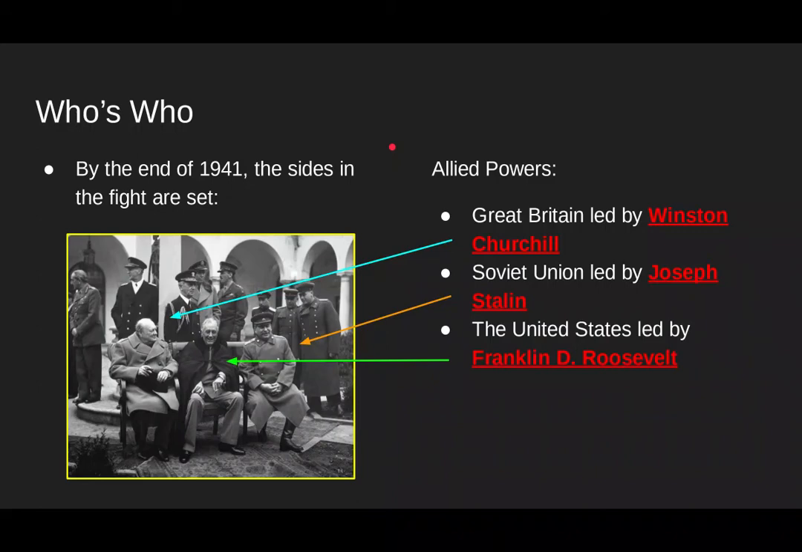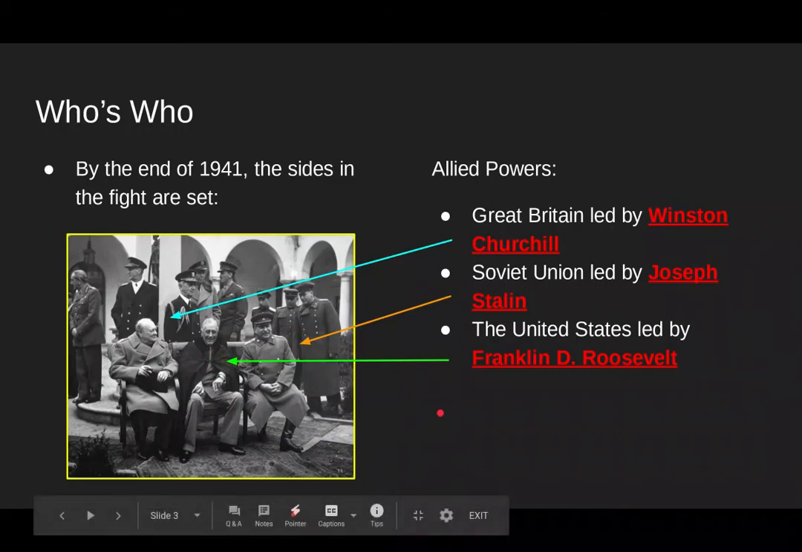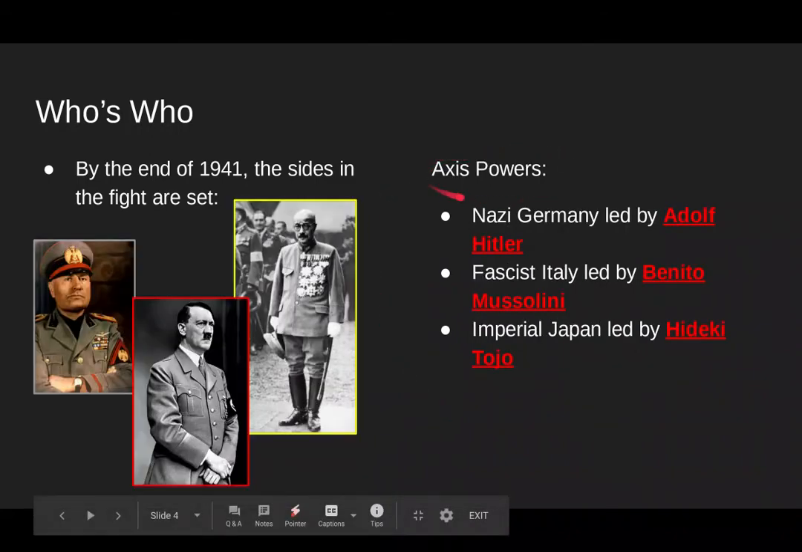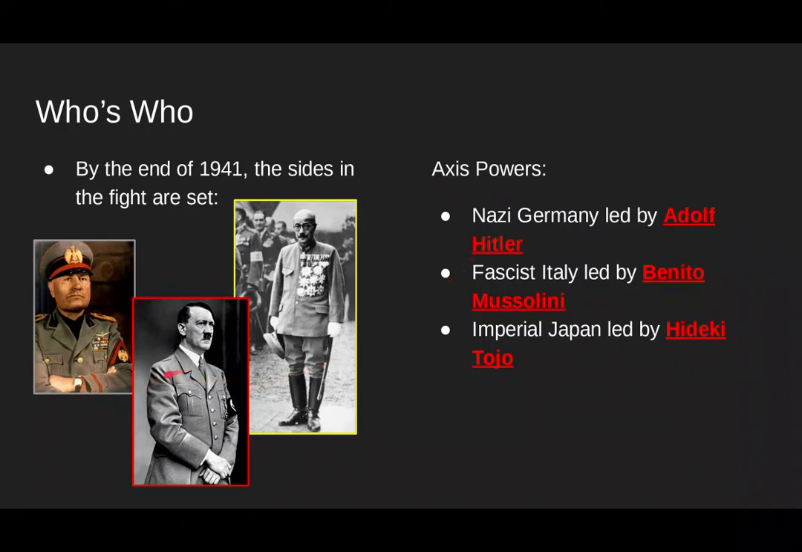But where we want to pick up is just a quick reminder. By the end of 1941, with the United States now being brought into that war after the attack on Pearl Harbor by Japan, the Allied powers are as follows. You have the big three, Great Britain being led by Winston Churchill, who you can see right here, the Soviet Union led by Joseph Stalin, which you can see right here, and then Franklin Roosevelt leading the United States, and you can see him right here. And then on the opposing side, the Axis power side, you have Nazi Germany led by Adolf Hitler, Fascist Italy led by Benito Mussolini, and then Imperial Japan led by Hideki Tojo.